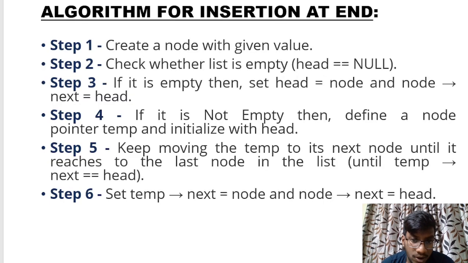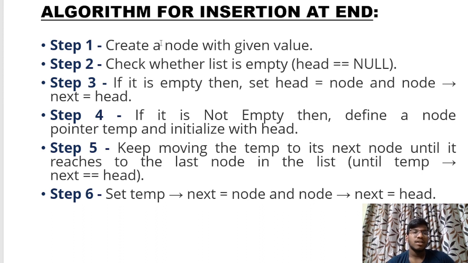So the algorithm for insertion at end. Step 1 is to create a node with a given value. As we all know, we call the malloc function to create a block of memory having a data value and the next part value. We check whether the list is empty or not. If the list is empty, we are creating the first node, then set the head equal to the new node address and node of next equal to null.